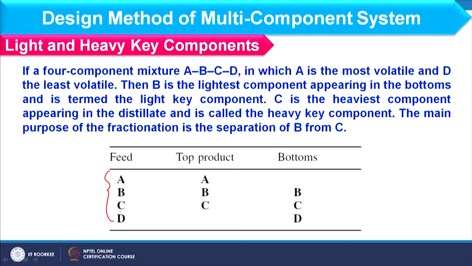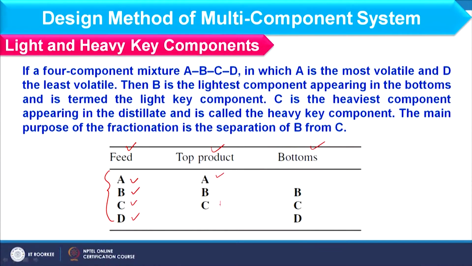So, to do that we follow some criteria. Let us say I am having 4 components A, B, C and D in the feed, and we can arrange these components in the feed, top product and bottom product with respect to the volatility. Okay. So, the highest volatility component should be placed at top, and then we can keep on arranging the components, and then we keep on arranging the components which have lower volatility, right. So, in this way we can arrange the components with respect to their volatility.